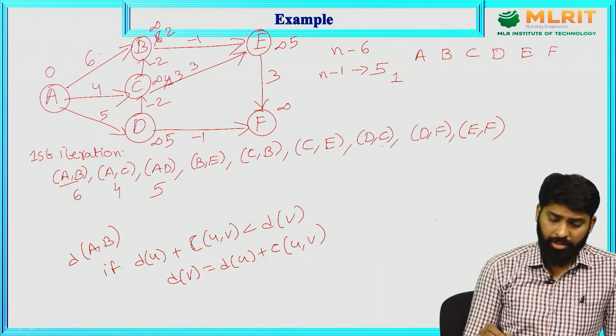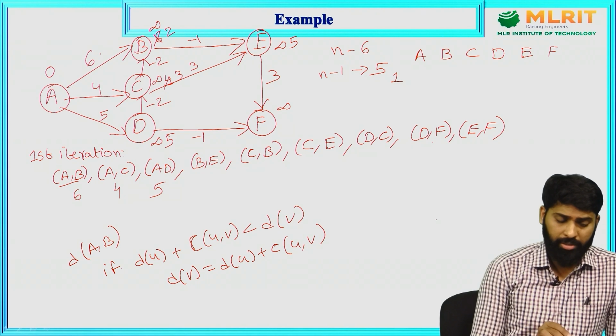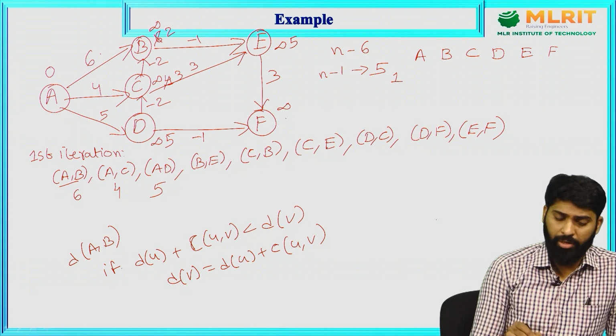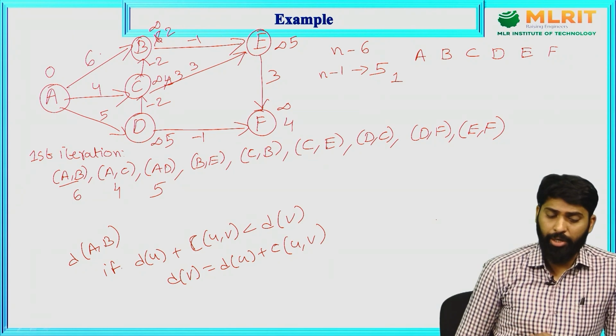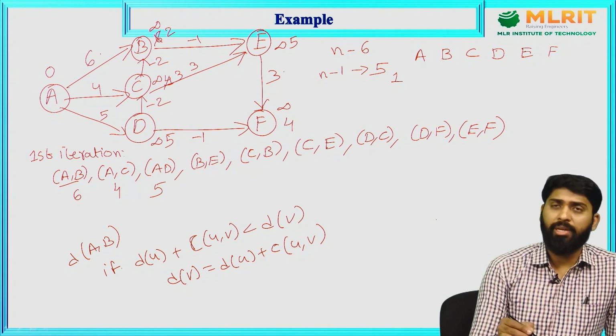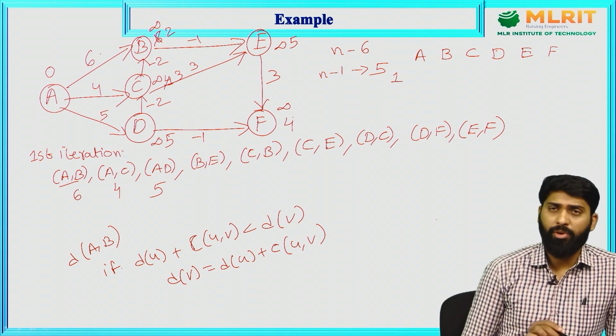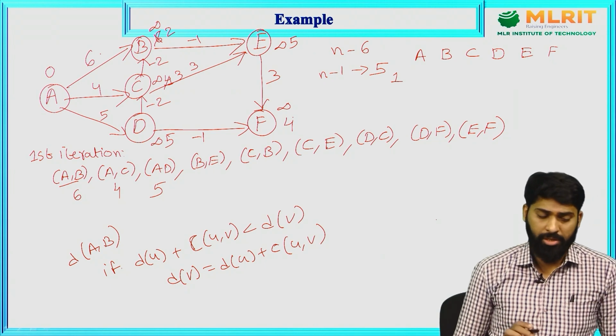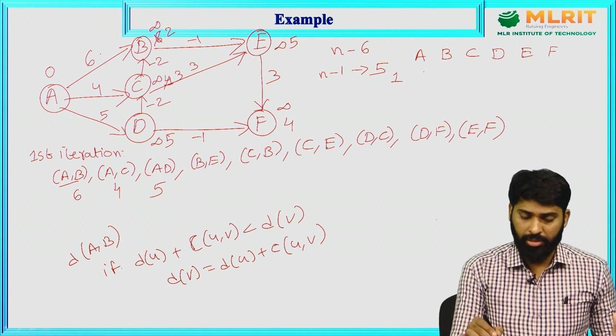So next D to F. Distance of D is 5. So 5 minus 1, 4. So 4 less than infinity. So 4 here. And E to F. So distance of E is 5. Cost of E to F is 3. 5 plus 3, 8. 8 less than 4? No. So ignore. Now after the first iteration, A to A distance is 0.